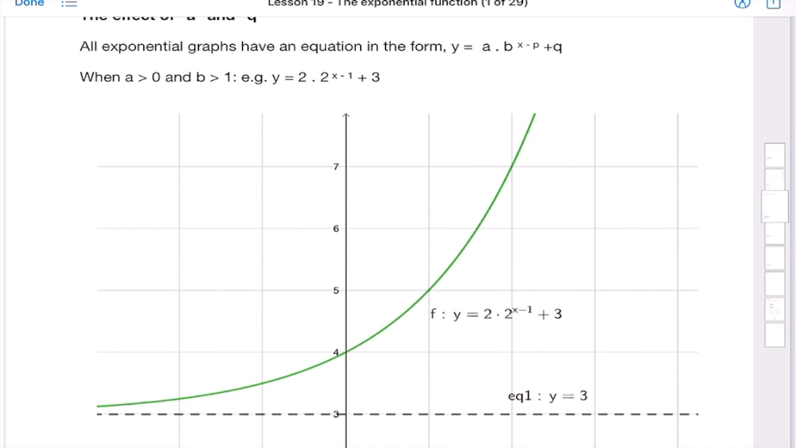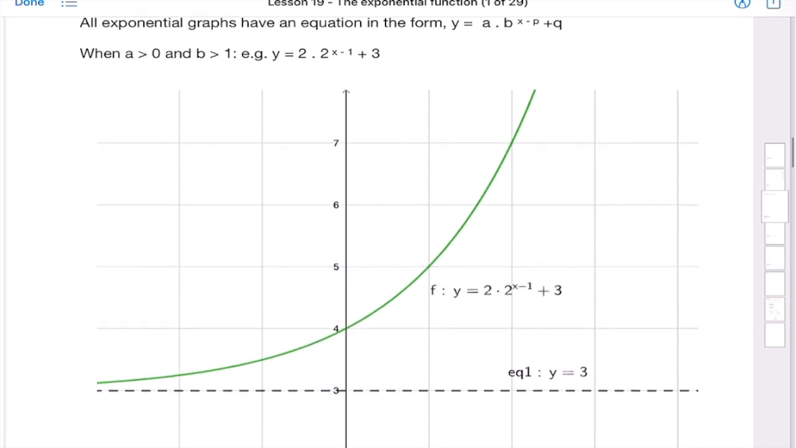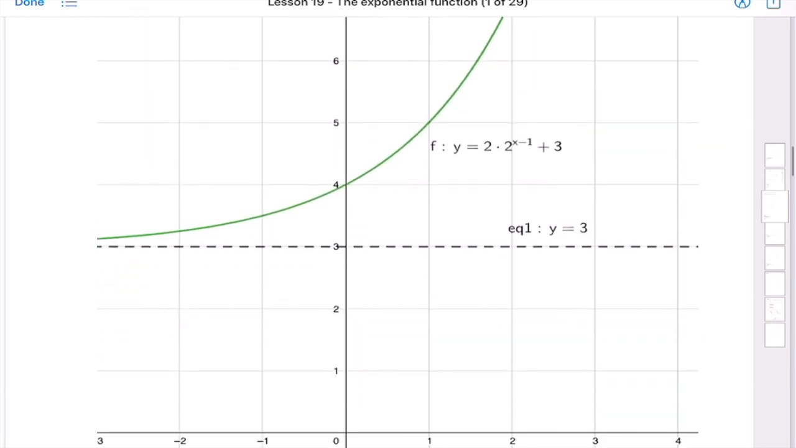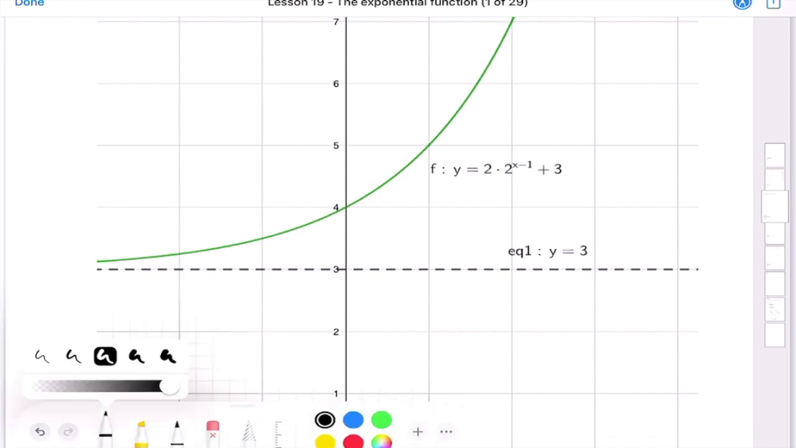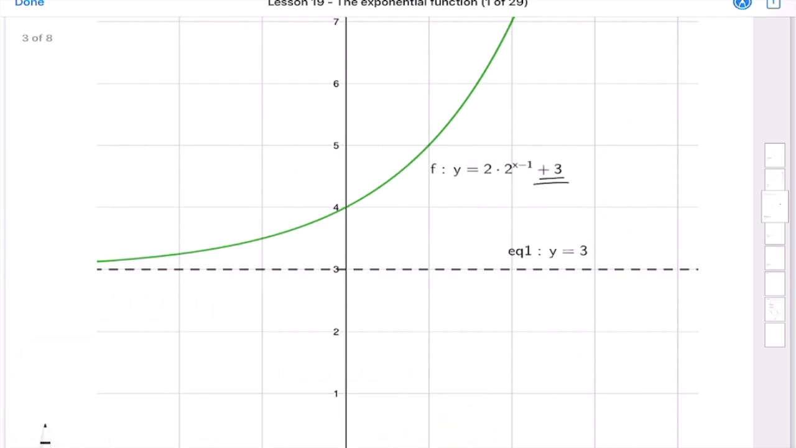But this graph has an asymptote, this time at y is equal to 3. So the asymptote is at y equal to 3. And you will remember that the asymptote is always related to the q value there. The asymptote is given by the equation y is equal to q, but in this case q is equal to 3, which makes the asymptote y is equal to 3.